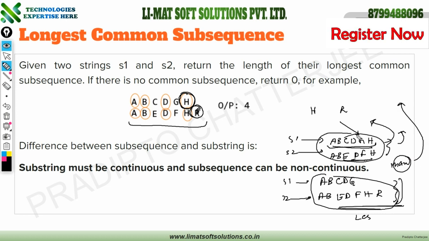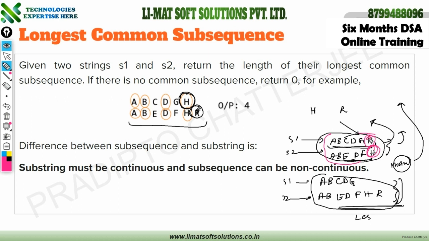Now let's say we are trying to analyze the first path, this one. H and H are matching, so I will remove both the H's, because once they have matched, I will count them only once. So I will add 1 to it and then I will have the same recursive call. This is what we are going to do.